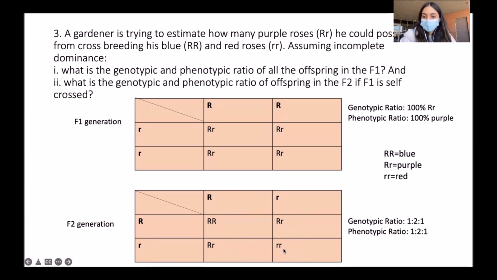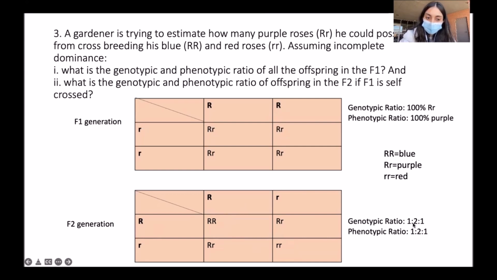And similarly, because it's a heterozygote, our phenotype is going to look different. So we're going to have 1 blue, 2 purples, and 1 red. And that's why we're going to have 1 to 2 to 1 for our genotypic and phenotypic ratio.